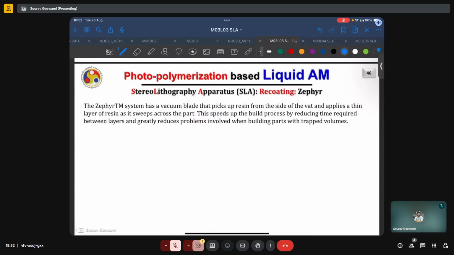How the improved Zephyr systems are different from the existing or the first perfected SLA systems is in the usage of a vacuum blade which picks up resin from the side of the vat and applies a thin layer of resin as it sweeps across the part. This speeds up the build process by reducing the time required between layers, and it also greatly reduces problems involved when building parts with trapped volumes.